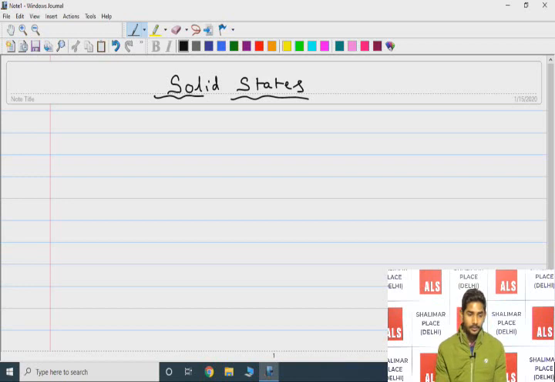So, before starting with the solid states, let's have certain properties of the solids. Okay, some general properties of the solids. Let's have a quick introduction to the solids, and after that, we will have an imaginary world.